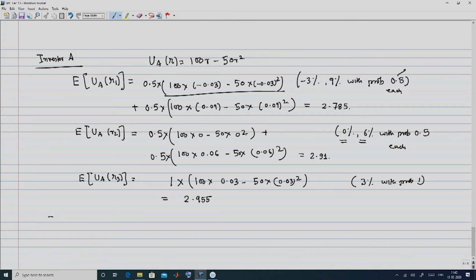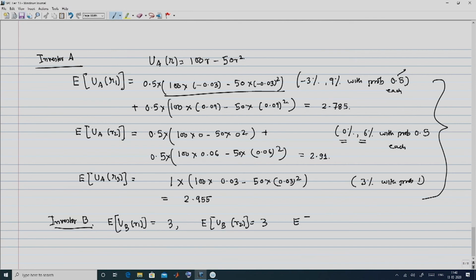Alright, so you can actually carry out a similar exercise for investor B and C. In this case, it's the same exercise as investor A, except that you just change the utility function. For investor B, it turns out that the expected utility in case of R1 is equal to 3. The expected utility in case of R2 is also 3, and the expected utility in case of R3 is also equal to 3.